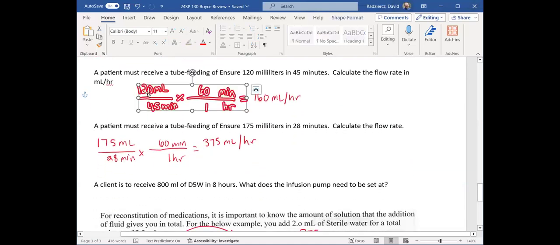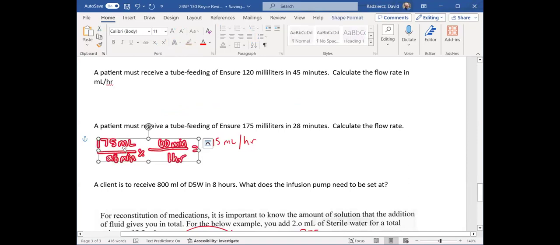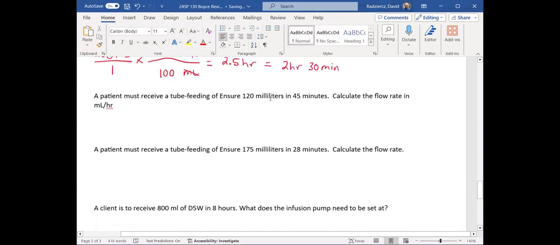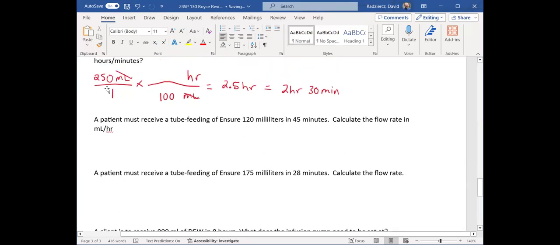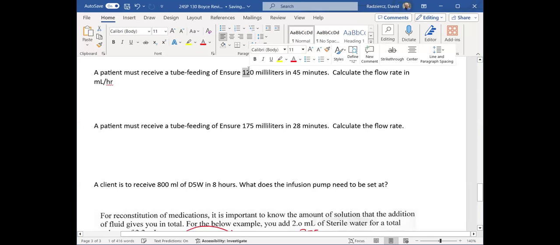Let's try a question like this. So I'm going to change the numbers here just a little bit. Give me a moment. That way you have a fresh question. Now, the thing that's different here is instead of giving you the time in hours, it's actually giving it to me in minutes. Okay.